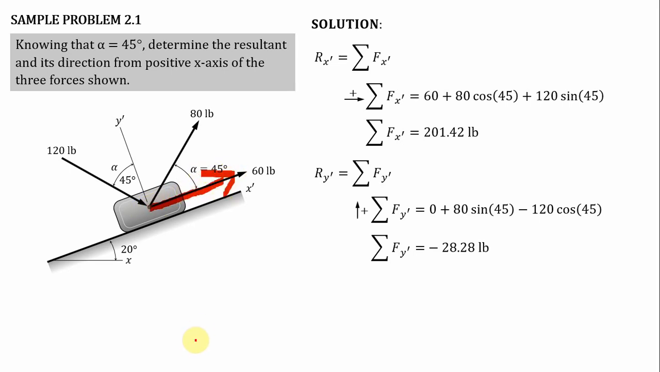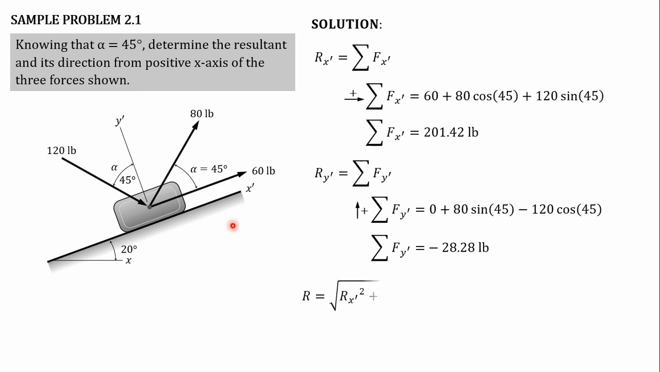So, therefore, kung i-graph ko to, kung i-graph ko yung Fx prime, ito yung direction niya. And then, yung Fy prime natin, ito siya, going downward. So therefore, yung resultant force natin is nandito. Yun yung resultant force natin, projected yan. So alam na natin kung saan yung direction ng resultant force natin. Gets niya?